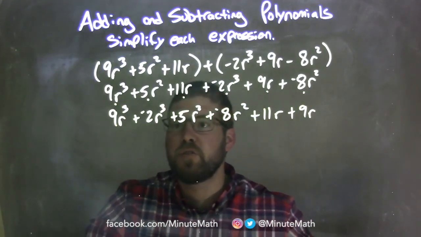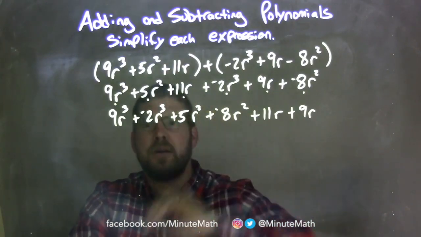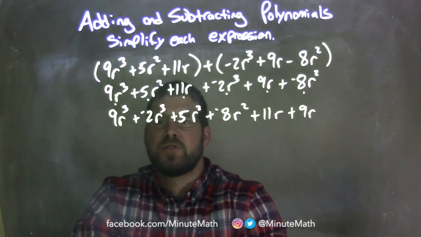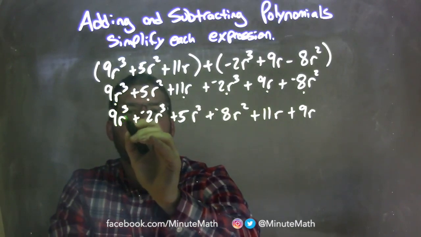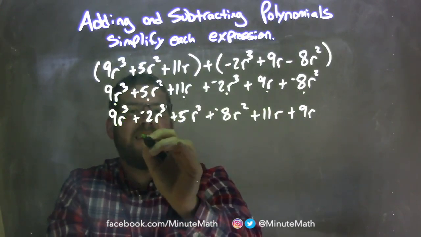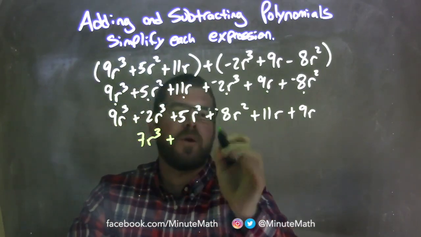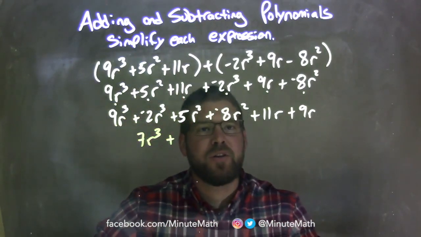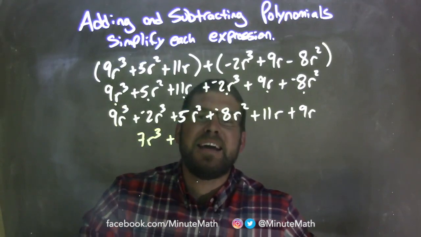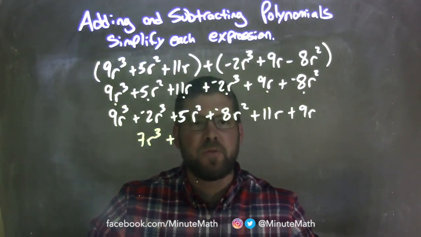Double check. All right, triple check actually. Use a dot system and then double check from there. So we combine our like terms. 9r to the third plus negative 2r to the third is 7r to the third, plus 5r squared plus negative 8r squared is minus 3r squared.